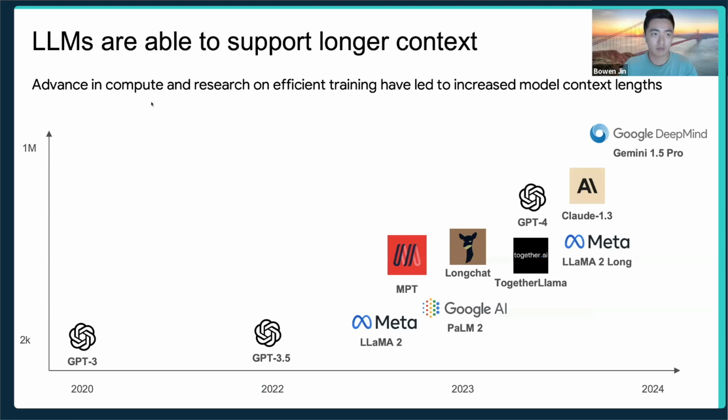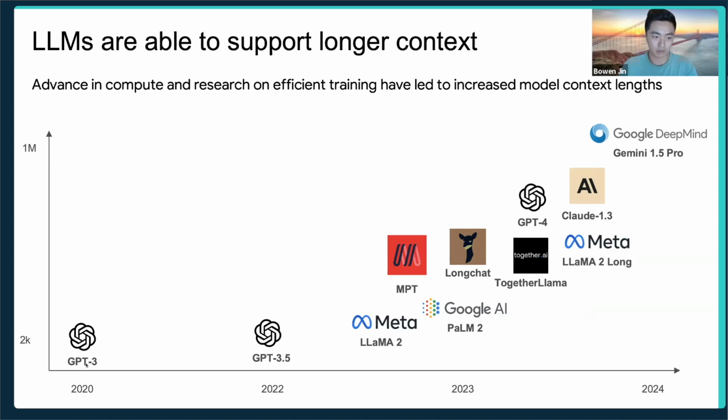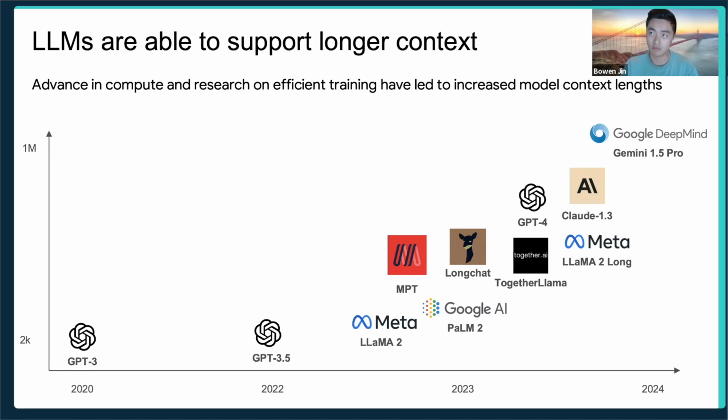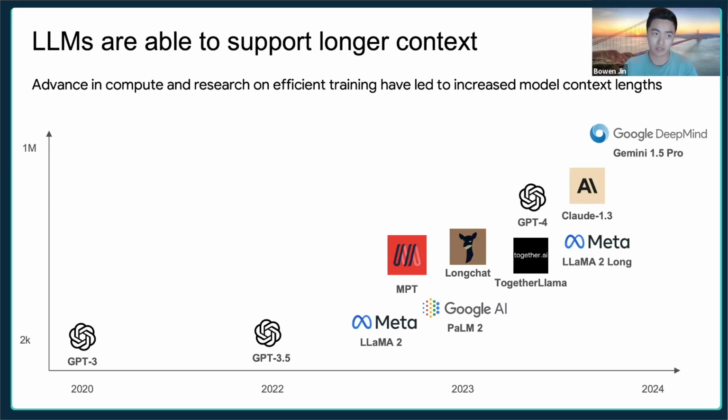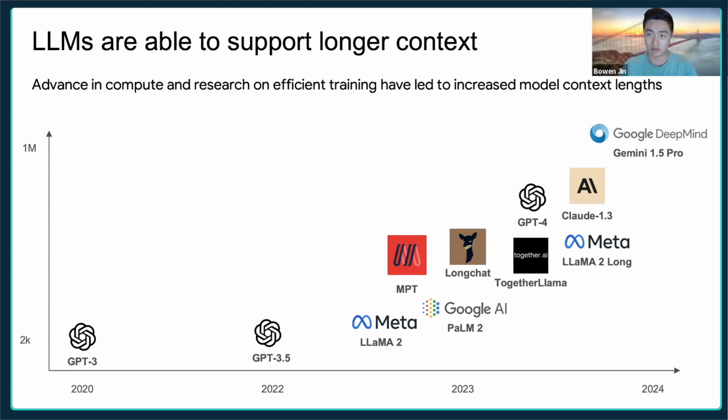At the same time, large language models nowadays are able to support longer contexts because of advances in compute and research on efficient training. We know that originally GPT-3 only supported 2,000 max token lengths. I think Llama 1 also only supported 2,000 max token lengths, and Llama 2 supported 4,000, and Llama 3 supported 8,000, and even Llama 3.1 now supports 128,000. So we can see the trend of very fast expansion of LLM input token lengths.